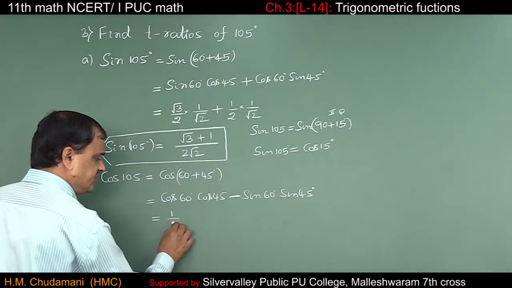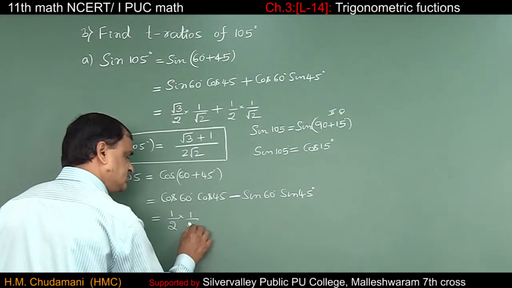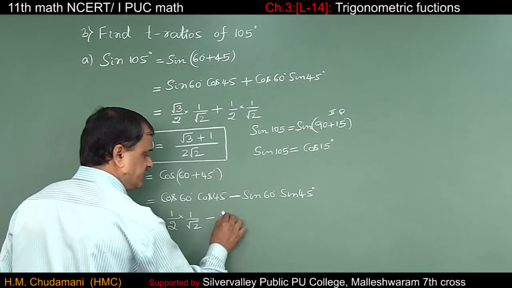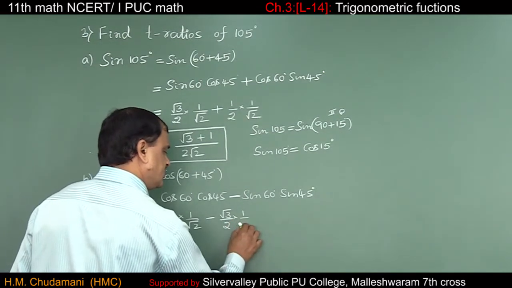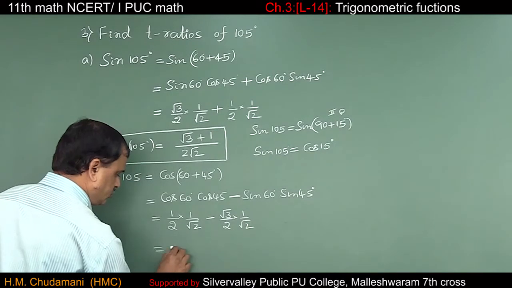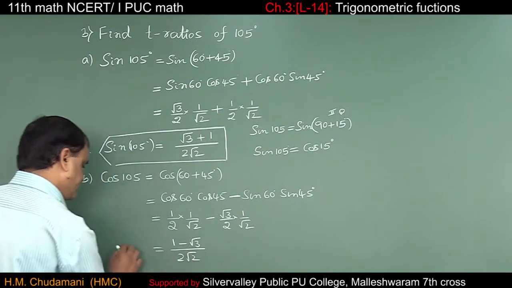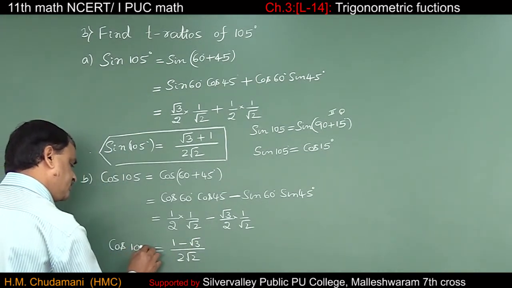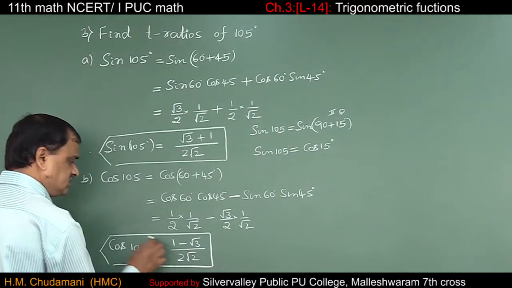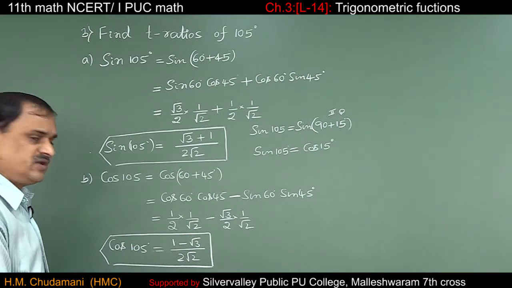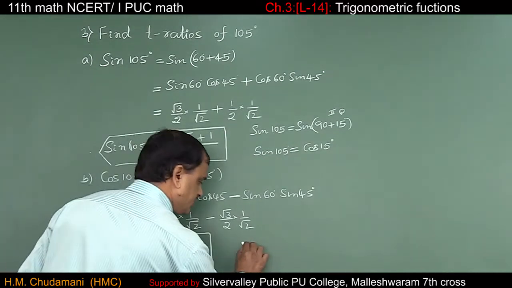Cos 60 degrees is equal to sin 30 degrees. Both are equal to 1 by 2. Cos 45 and sin 45 both are 1 by root 2. Sin 60 degrees is root 3 by 2. Sin 45 degrees is 1 by root 2. So 2 root 2 as the LCM means 1 minus root 3. So cos of 105 can be written as 1 minus root 3 divided by 2 root 2, nothing but minus of root 3 minus 1 by 2. Okay.